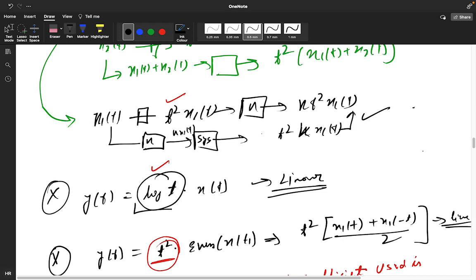Time variant and time invariant, then invertible and non-invertible systems. Then stable and unstable systems, and how we find the stability or instability of the system. It's also very important. Then the LTI system, linear time invariant system.